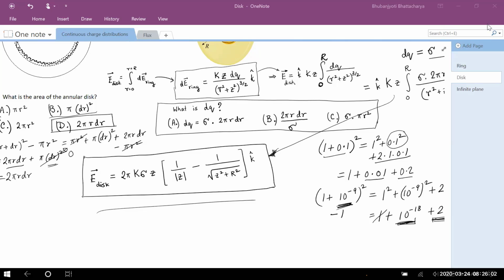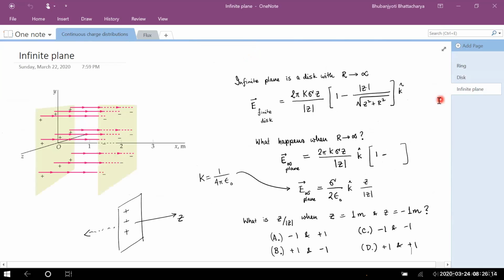We are gonna use this information. So we've done the ring, we've done the disk. The next thing to do is infinite plane. Now you might not see this as a direct connection, but there is indeed a connection.